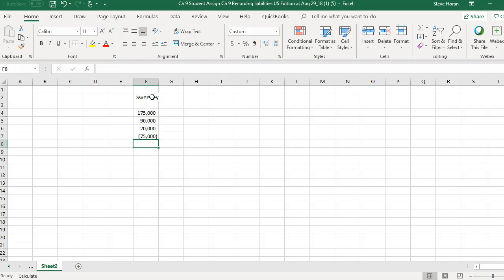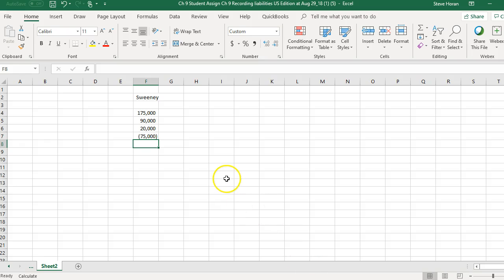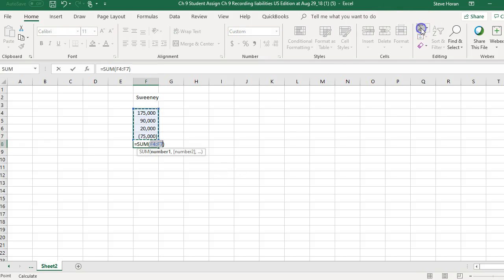Going back to the question, for Sweeney, basis of $175,000. While he was a member of this LLC, he had income of $90,000. He took out a net $75,000 of cash, and he also had a share of liabilities of $20,000, which is now going away. If you are relieved of liabilities, that's treated as an increase in basis. It's something I don't have to pay anymore. That's an increase in basis. So his new basis is $210,000.